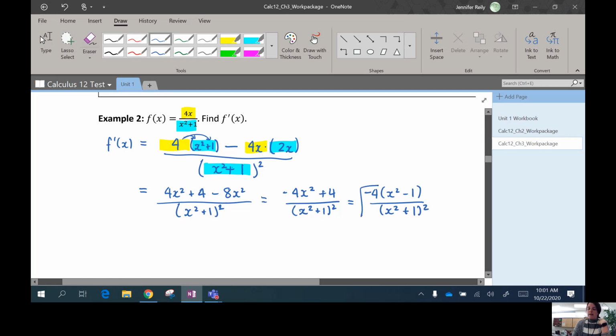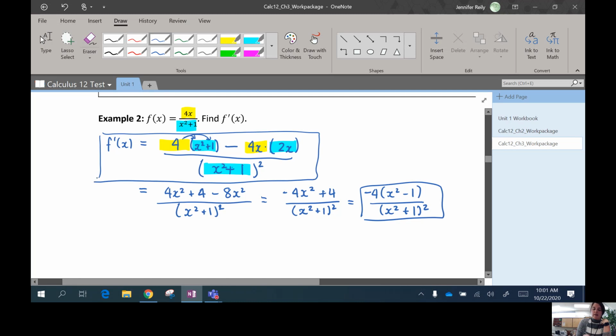Okay, so you could write it like this. That's fine. Or you could write it like this, which you'll do on the test. Okay, so I don't want you to simplify any further on the test, if all the question was asking was to find the derivative. Okay, so that's the end of the lesson.